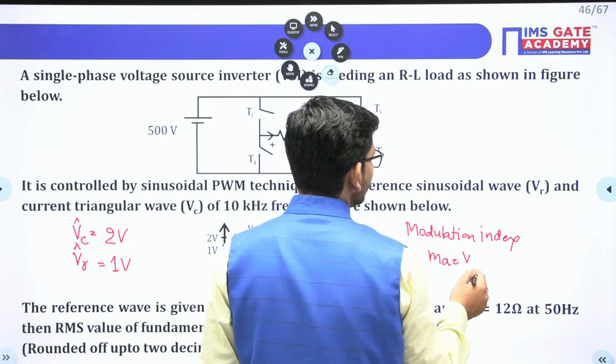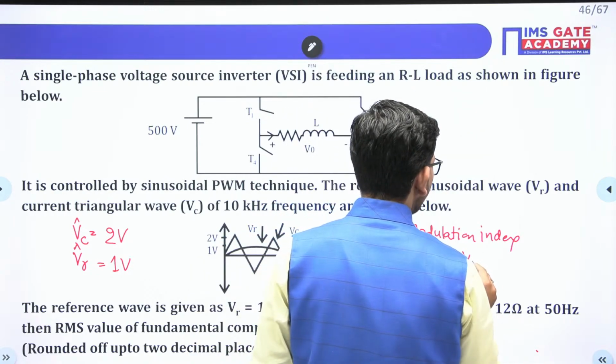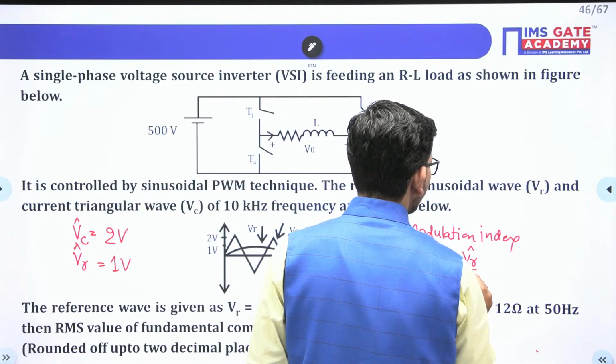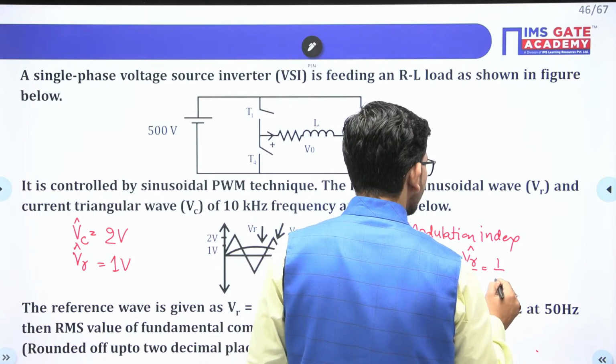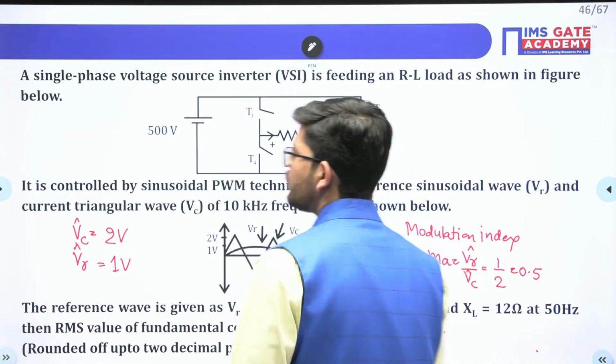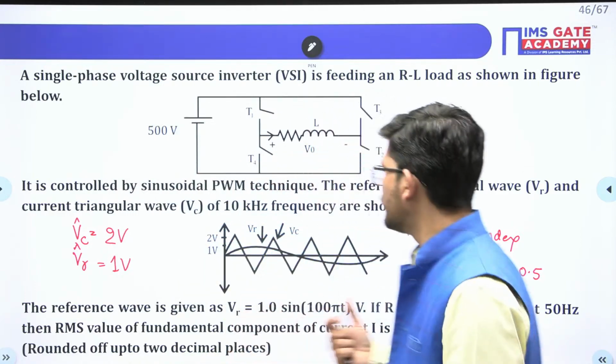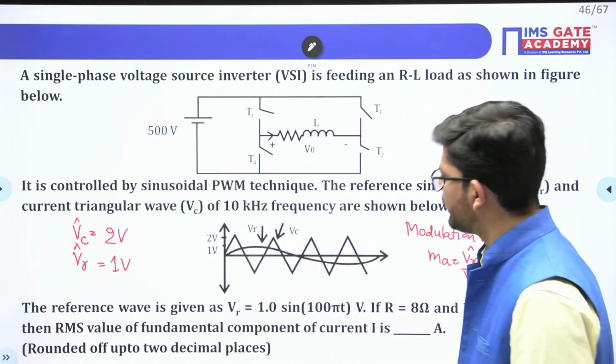The modulation index is the peak of reference to the peak of carrier. Okay, so reference is 1 volt and the carrier is 2, so you can calculate it. The modulation index is 0.5. So immediately do this little one. You can calculate the modulation index by looking into the waveform as well.